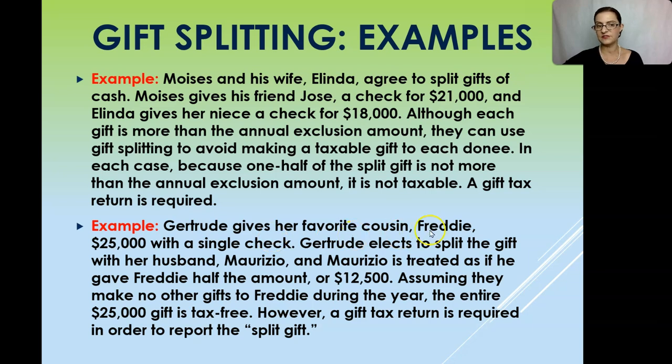Gertrude gives her favorite cousin Freddie $25,000 with a single check. Gertrude elects to split the gift with her husband Maurizio, and Maurizio is treated as if he gave Freddie half the amount, or $12,500. Assuming they make no other gifts to Freddie during the year, the entire $25,000 gift is tax-free. And Freddie doesn't have to report this anywhere on his tax return. A gift is not income to the recipient.